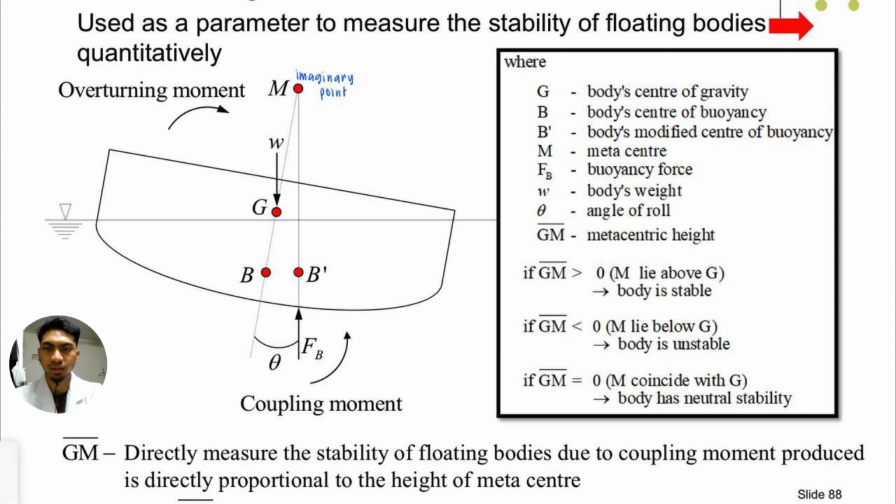So this is the diagram for our experiment. We use a parameter to measure the stability of the floating body quantitatively. GM is the guided measure of the stability of a floating body, since the coupling moment produced is directly proportional to the height of the metacenter.